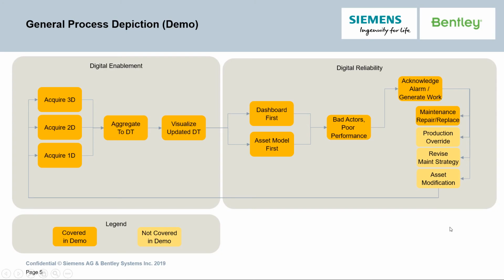So we've just shown you a complete overview demo of PlantSight, including both digital enablement to create and update the digital twin from the engineering projects and upgrade and maintenance, and modifications, as well as the digital reliability aspect for evaluating poor performance from both a dashboard and asset model first approach to allow users to focus on the initial high risk problems and take action, such as a maintenance repair, to correct them and keep the production operating in its best optimal performance capability. Thank you for your time.